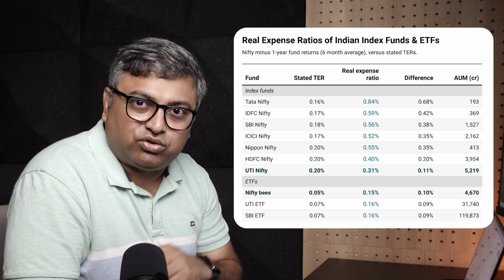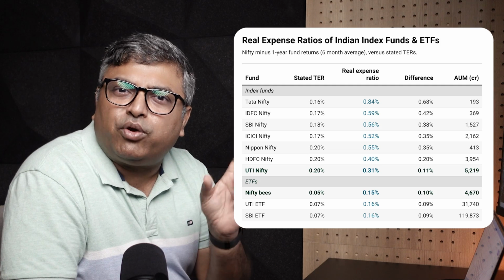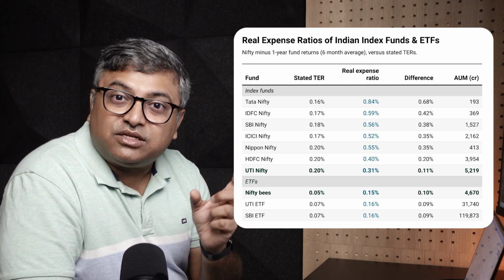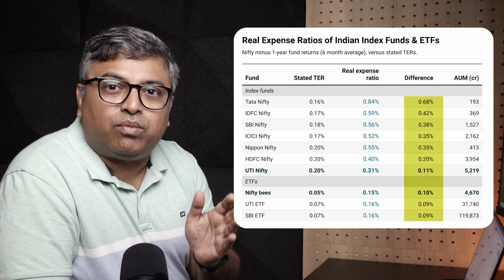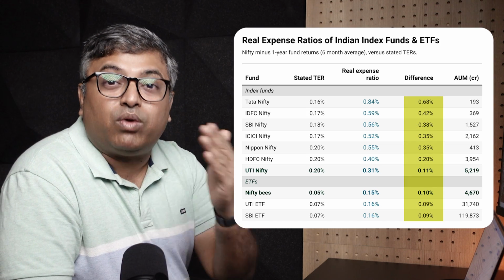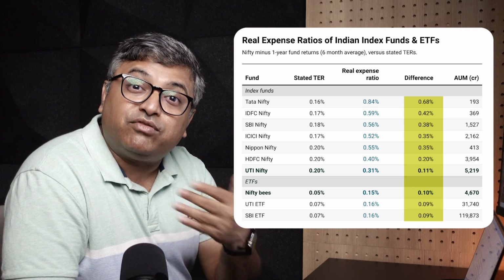Remember, UTI's expense ratio was 0.20%. Their real expense ratio, the way we differ from the TRI, is only 0.28%. Whereas most of the funds which say that it's 0.16 actually show 0.5, 0.8, 1, as much as 5 or 6 times more than the expense ratio that they actually mention.